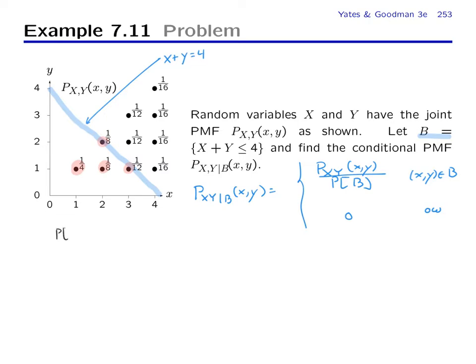From those 4 points, we know that P of B is equal to the sum over all x and y belonging to B of the PMF of x and y. And that's simply equal to the 4 points that were given the red coloring. We add up those probabilities, and that equals 7/12.